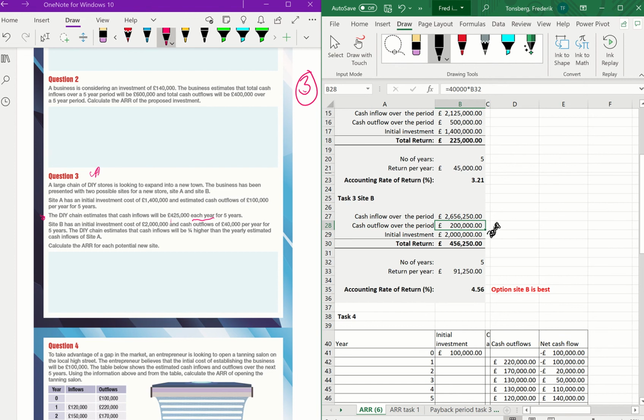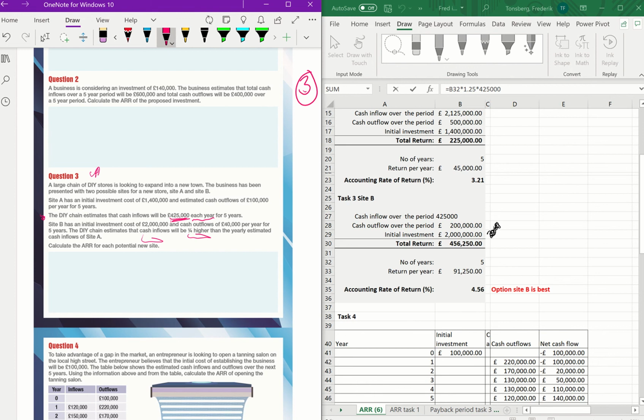In terms of income, it says the cash inflow is going to be a quarter higher than the yearly estimated inflows of site A. So what I've done there is I've said, first of all, what's the yearly estimated inflows for site A? Well, we saw up here that the yearly estimated inflows was 425,000. So it's going to be a quarter higher, which is the same as saying 25% higher.